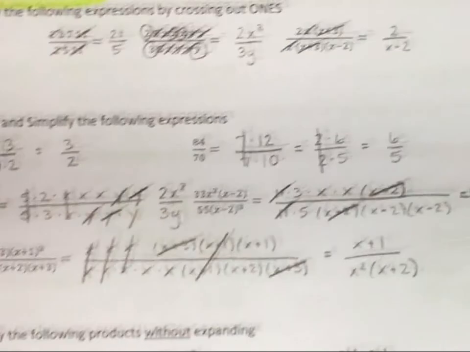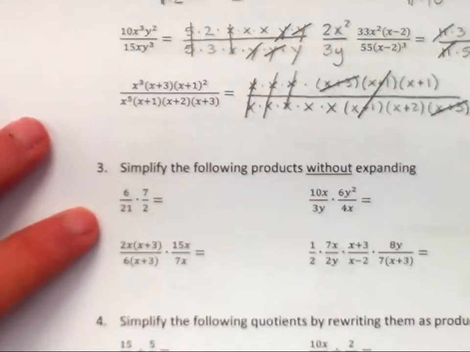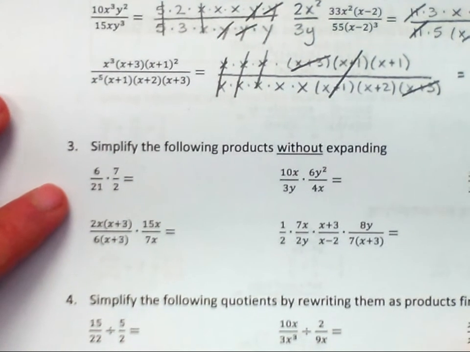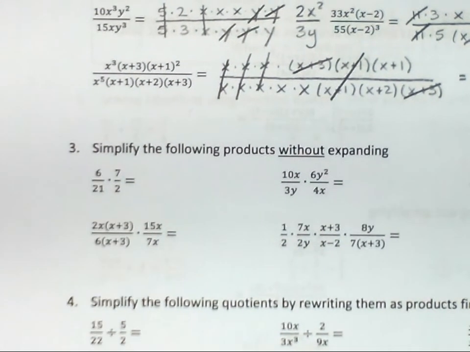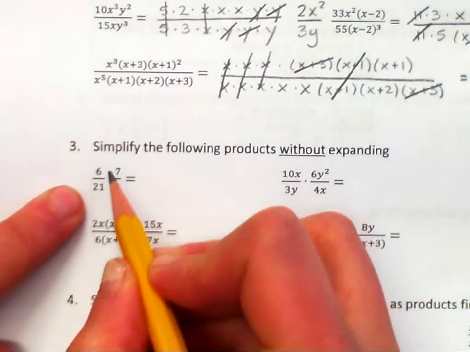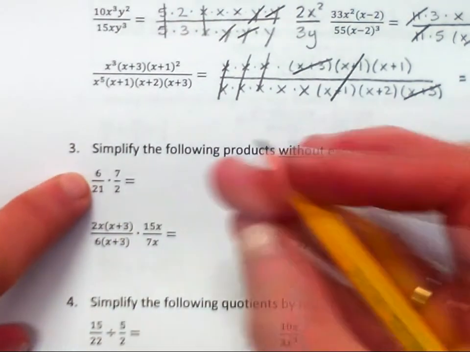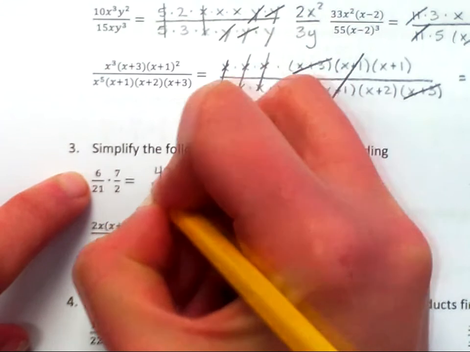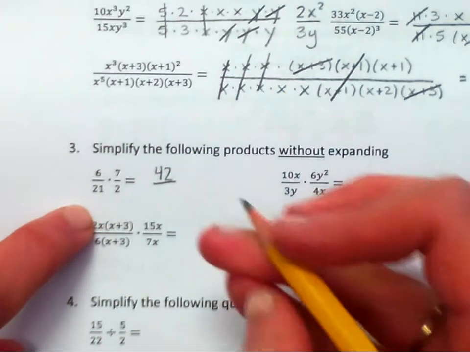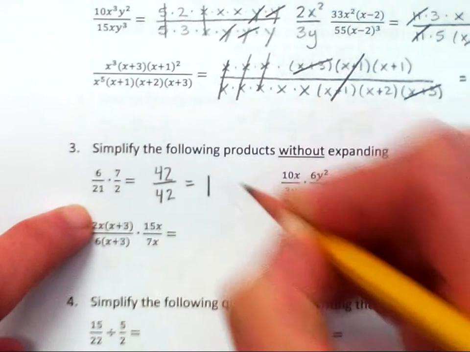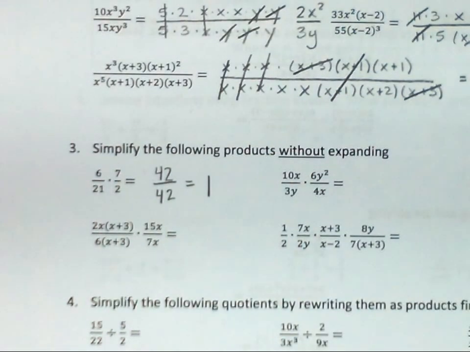Number 3. We are not going to expand, which means we have 2 options, and I'll probably bounce back and forth between them. So one way is to just multiply straight across and then do reducing. So 6 times 7 is 42. And 21 times 2 is 42. Whoa. So that just equals 1.